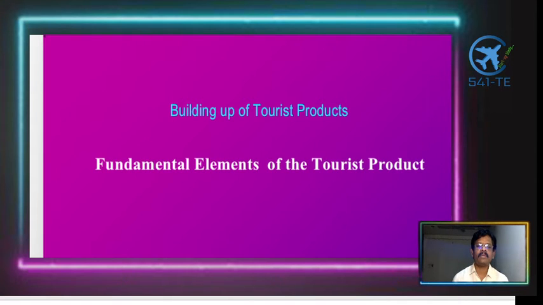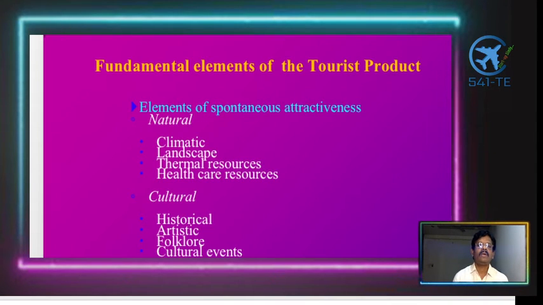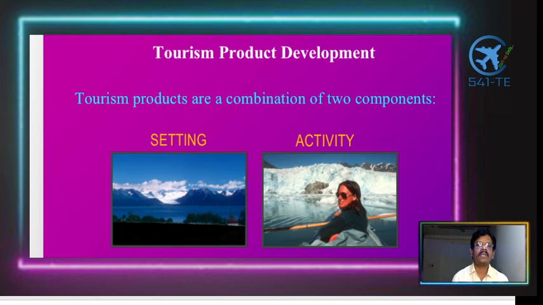The fundamental elements of the tourist product under spontaneous attractions: you can see the natural ones, like climatic and landscape, thermal resources and healthcare resources, and other eco-related, environment-related dimensions. Then the culture-related ones, like historical, artistic, folklore and cultural events. These are the two categories, nature and culture, under spontaneous attractions. Based on this, we are looking at tourism products and events.